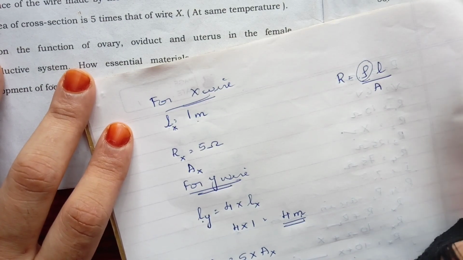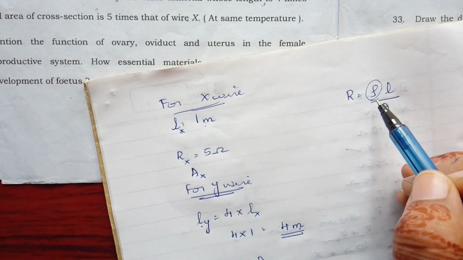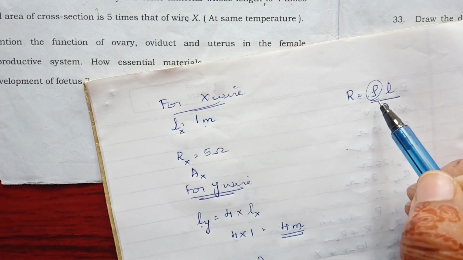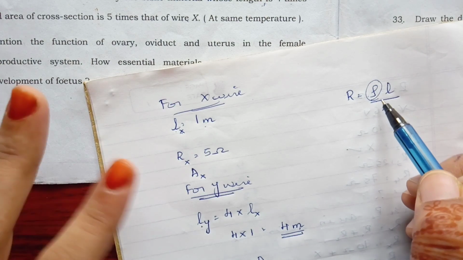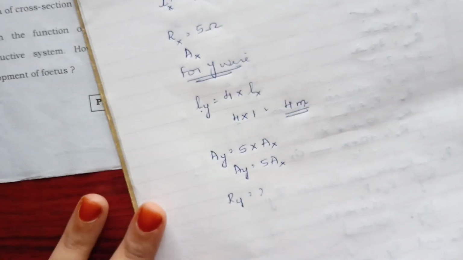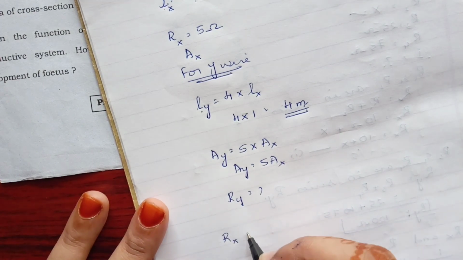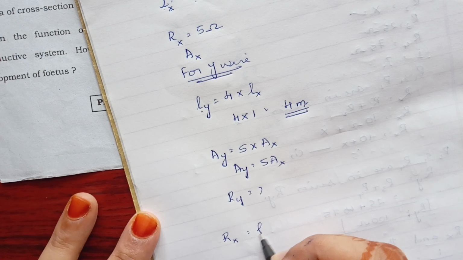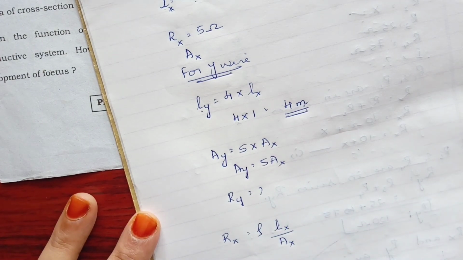The reason behind this is both the wires are made of the same material. Resistivity differs from material to material. For the same material, resistivity does not change. So this resistivity value will not change. Okay, so now let's get started. Let's solve first for Rx. So Rx will be rho Lx upon Ax.